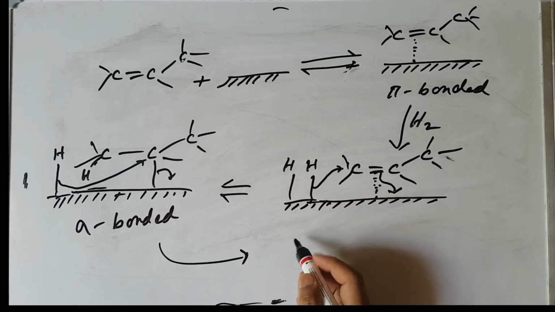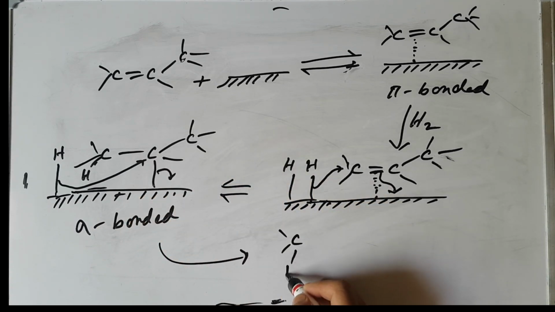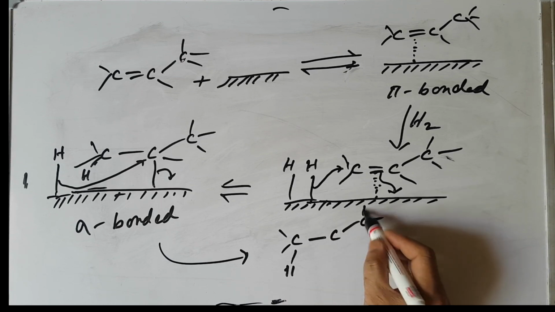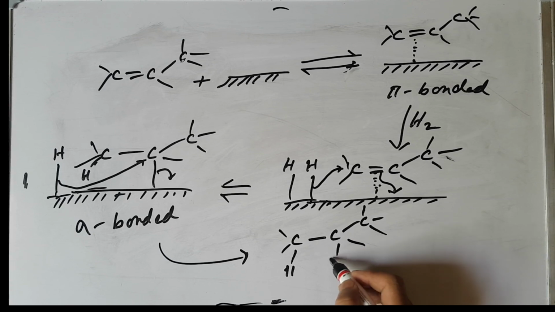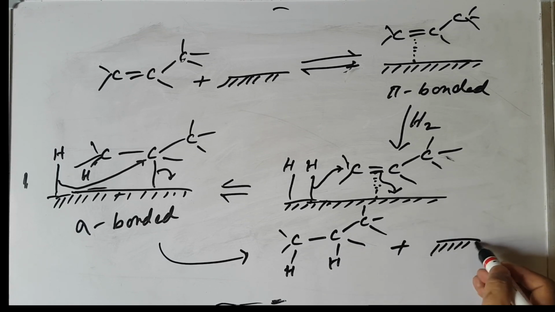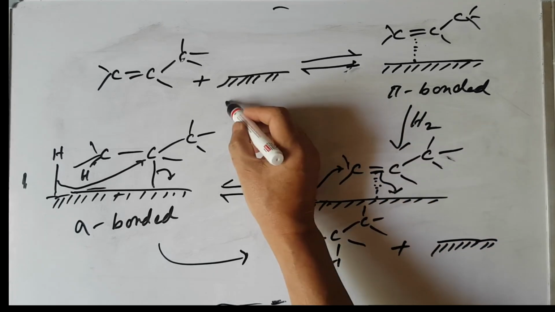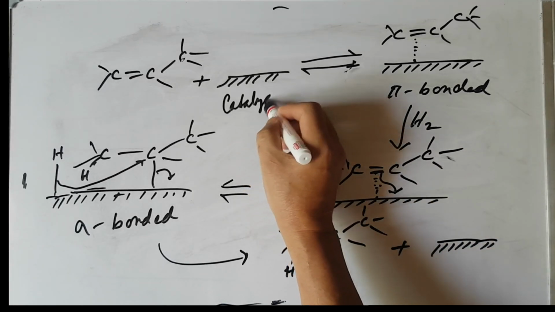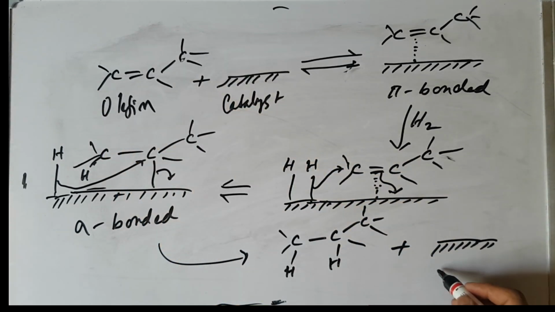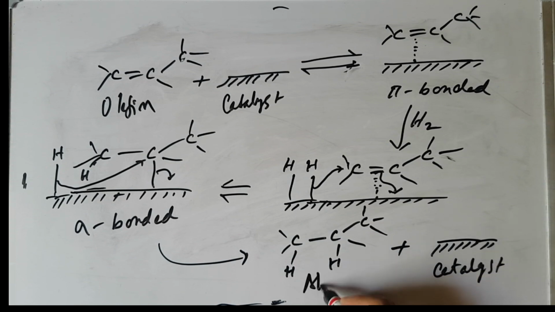So we got the more bulky group, and then hydrogen here, plus the free catalyst. This is the catalyst and this was the olefinic compound. So this is the catalyst, and this is the alkane, now a saturated compound. So this is the mechanism.